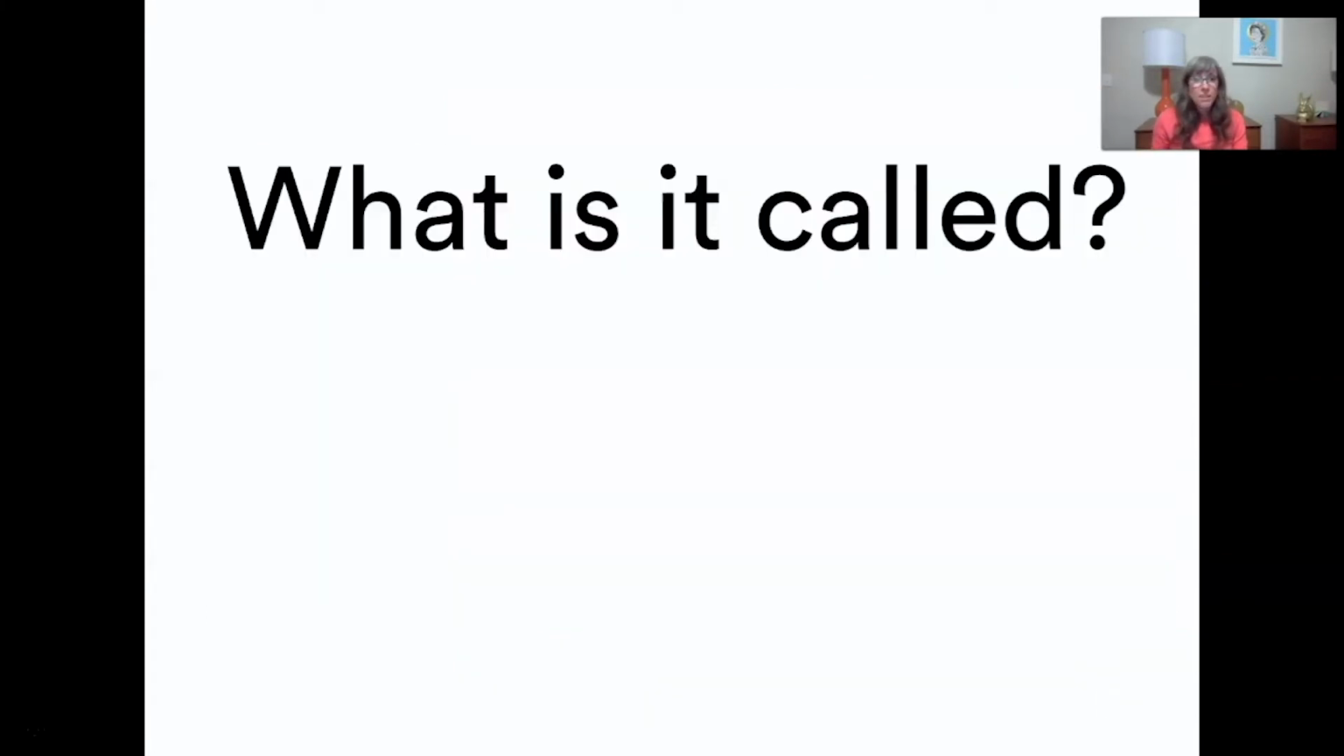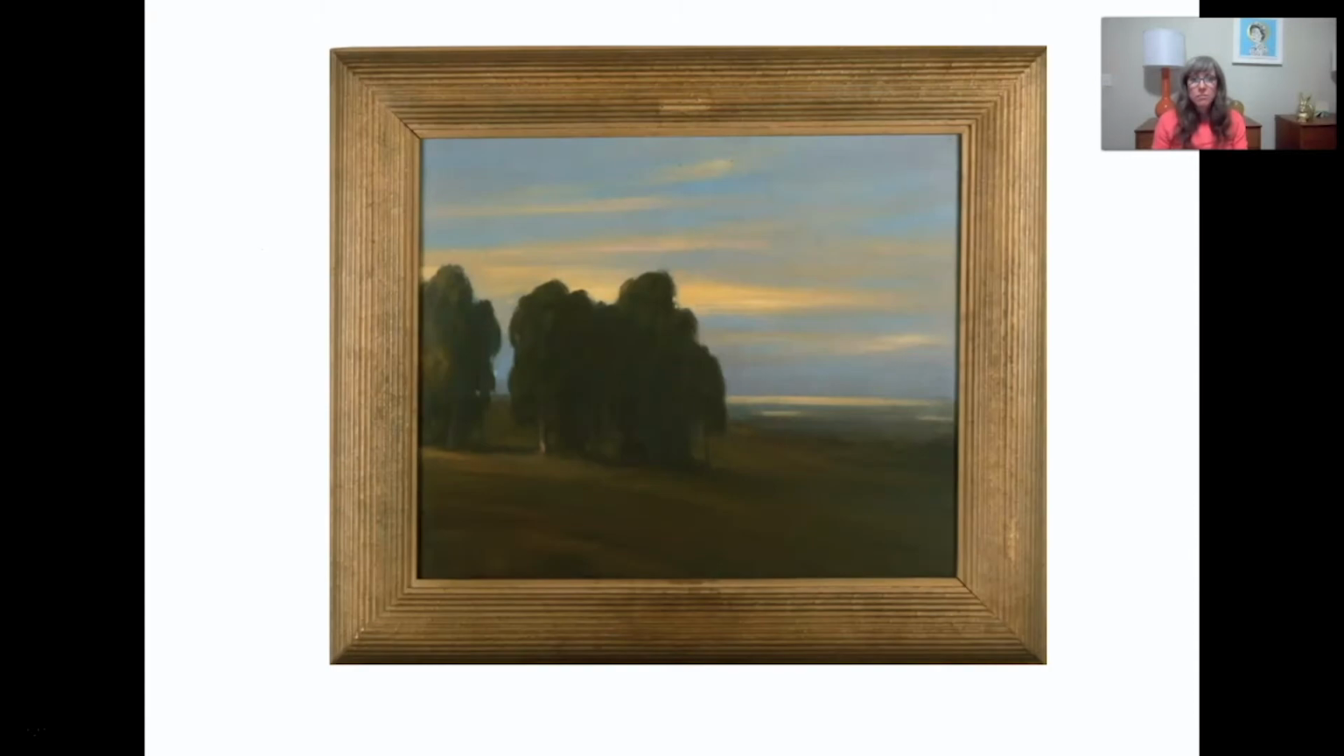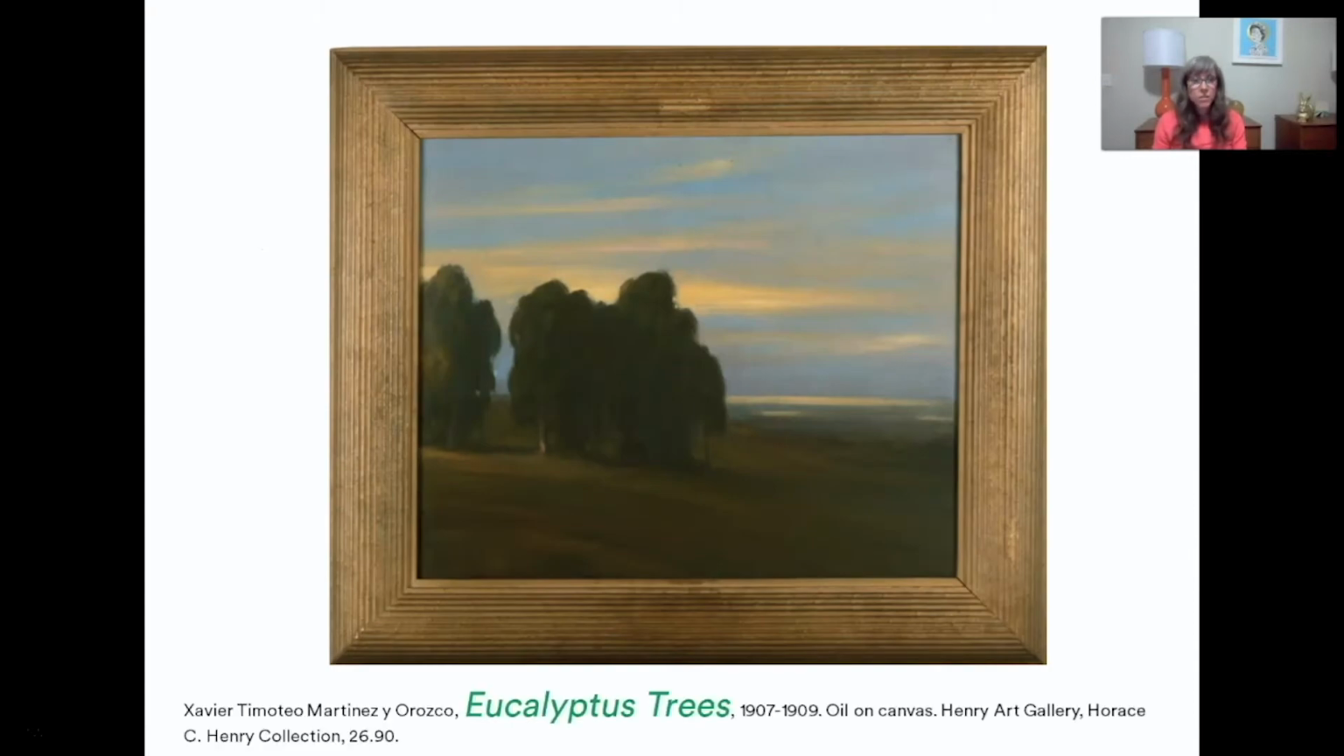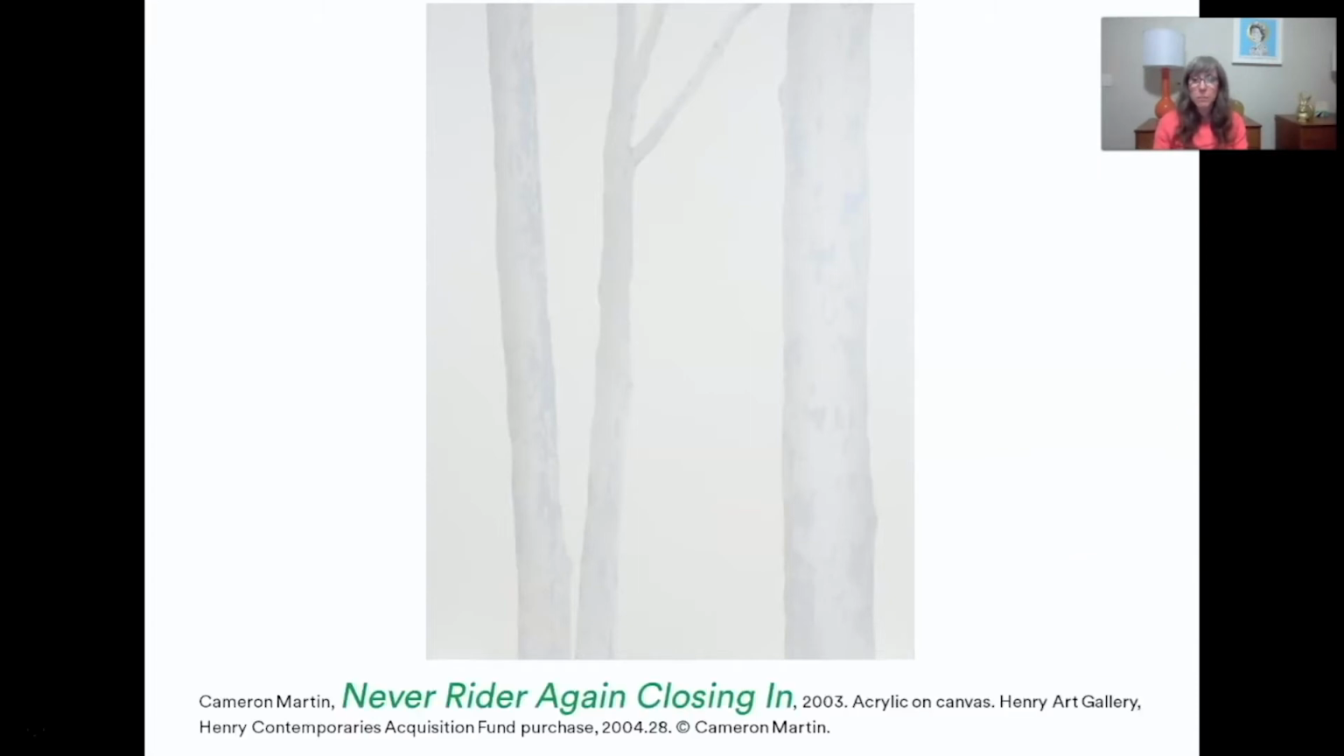Then what is it called? That's an important question. Let's look at this painting, and it is called Eucalyptus Trees. I assume that has something to do with these trees, which look like eucalyptus trees. Sometimes, though, a title might be a little bit less literal, like with this work of art that also has trees, but it's called Never Writer Again Closing In. So the artist had an idea that he wanted to express with the title, or that was a concept he had in mind when he was creating the work of art, and that's why he chose that title instead of maybe something a little bit more descriptive, talking about the trees themselves.